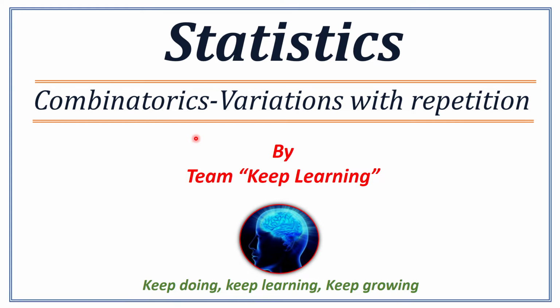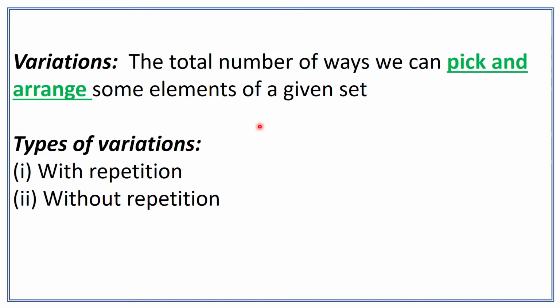In this video, we will see variations with repetition. It also forms part of combinatorics. So let's start. What does a variation mean? Variation is the total number of ways we can pick and arrange some elements of a given set.